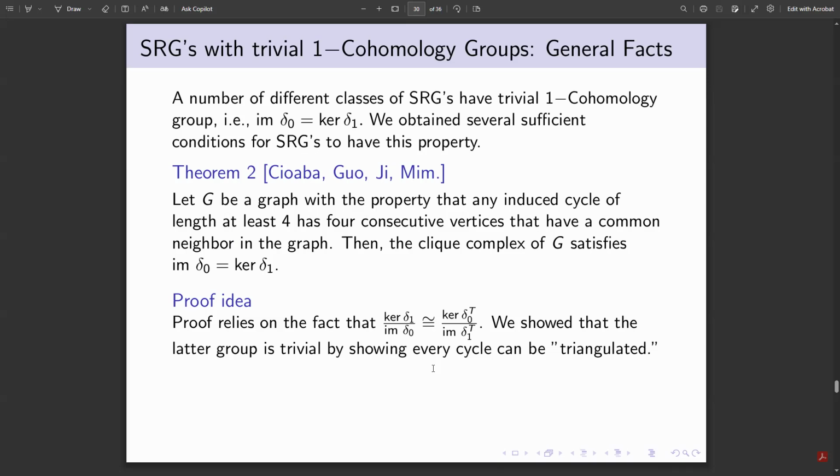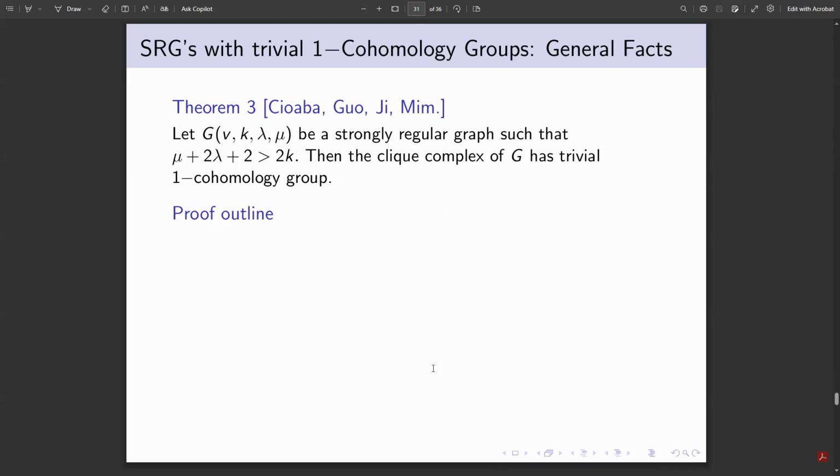And in this form, it doesn't look very useful, but here's an example, a corollary. Yes. So is triangulated equivalent to that property, the 4 consecutive vertices having a common neighbor? It's not an equivalence condition, but it's a consequence. The triangulation follows from that. Yes, triangulation will follow from that common neighborhood property.